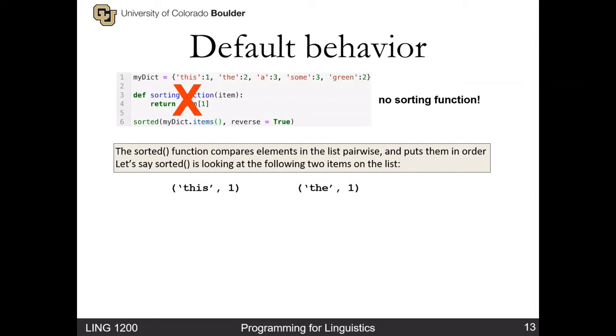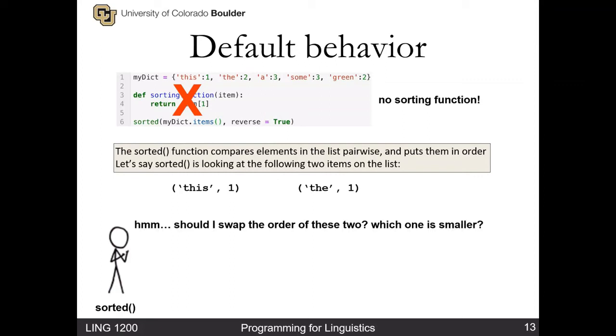So let's say that sorted is looking at the following two items on the list. So a tuple with this and one and the and one. So remember, we have got words and the frequency in the text that we had used as an example, just a small little text. So here's sorted. It's going about doing its job, and it's got these 2 items now that it needs to sort. And it's thinking, okay, how should I sort them?